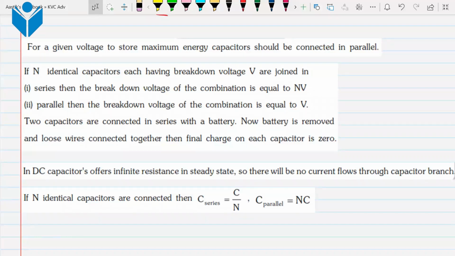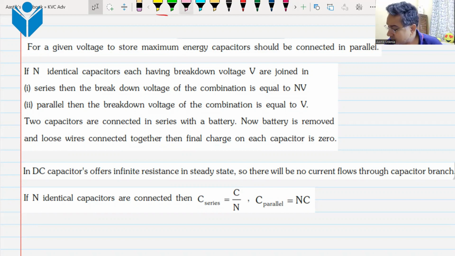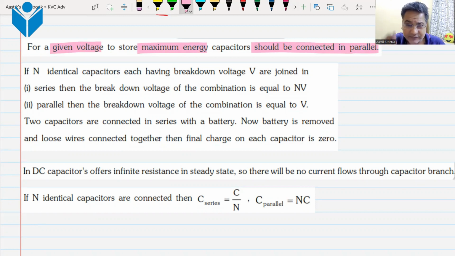Okay, again, these are some important points. We have already discussed most of them. Just note them down. For a given voltage, to store maximum energy, capacitors should be connected in parallel. In parallel, the capacitance becomes C1 plus C2, and the energy becomes half of (C1 plus C2) V squared. So in that case, you will have maximum energy. Do we understand this? Yes, sir.